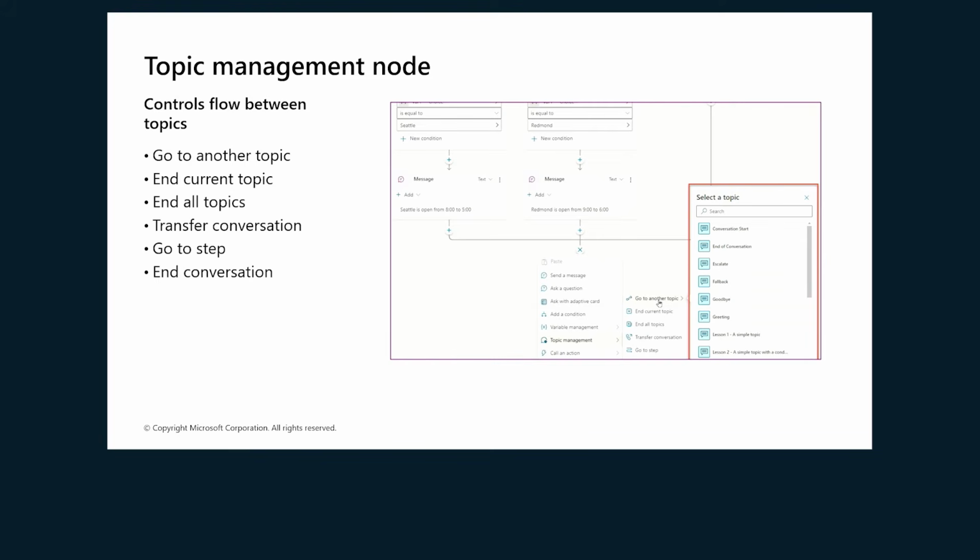There are several ways to manage control flows between topics. You can redirect the agent to a different topic, end the current topic, or end all topics entirely. You also have the option to transfer the conversation, jump to a specific step, or conclude the entire interaction.